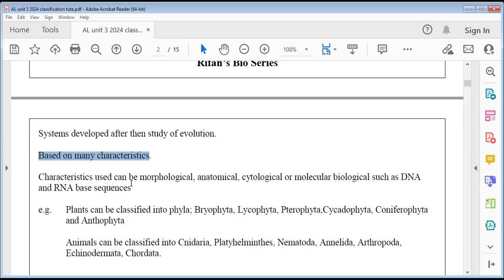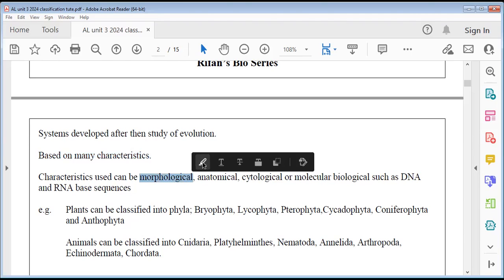With the improvement of technology, the characteristics used in natural classification also improved. In the beginning, what kind of characters did they use? Morphological characters: appearance, legless, flying, wings, feathers, scales, body shape. When the knowledge improved, they went for anatomical characters. They went through the body and noticed the lungs. Okay, this is a lung-breathing animal.